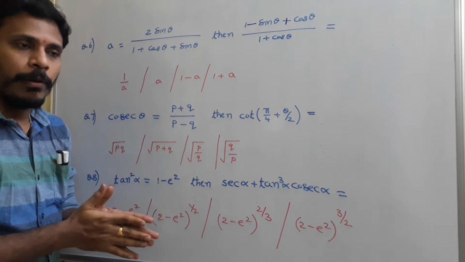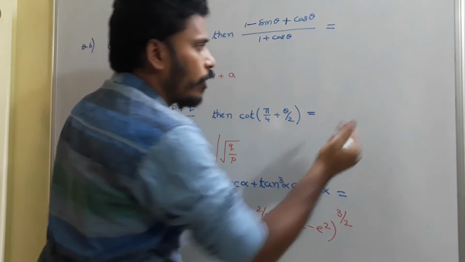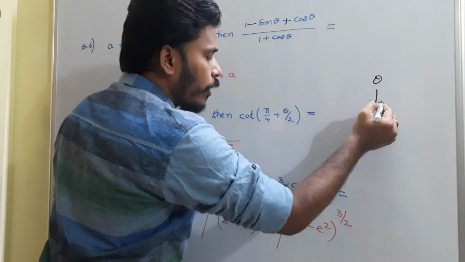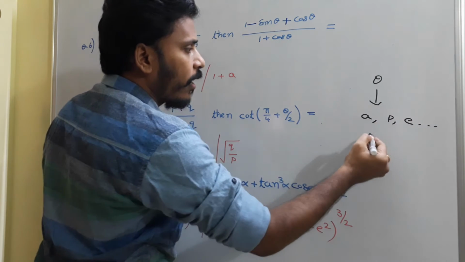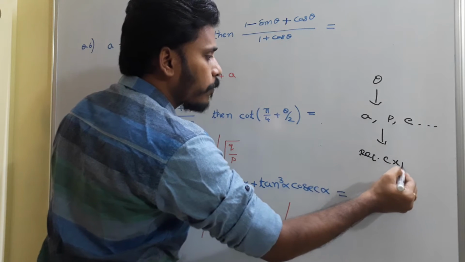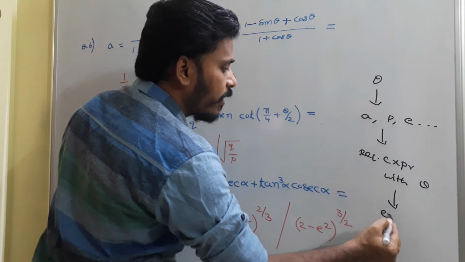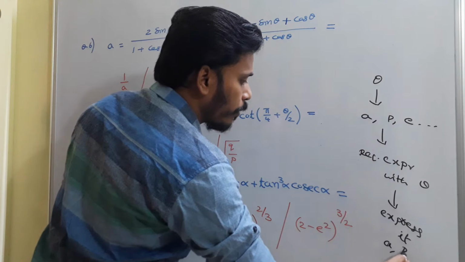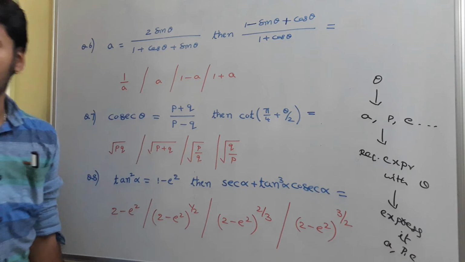So once again I am repeating. First of all, you take one value. Suppose you need to fix one value for theta, and from theta you need to find the variable, either a or p or e, like that. And then you need to find the value of the required expression with theta and then express it in terms of the variable, in terms of a, p, e, like that. Any variable involved. Okay, this is the procedure.